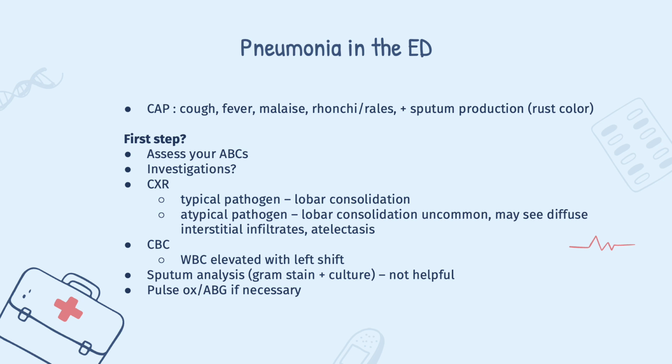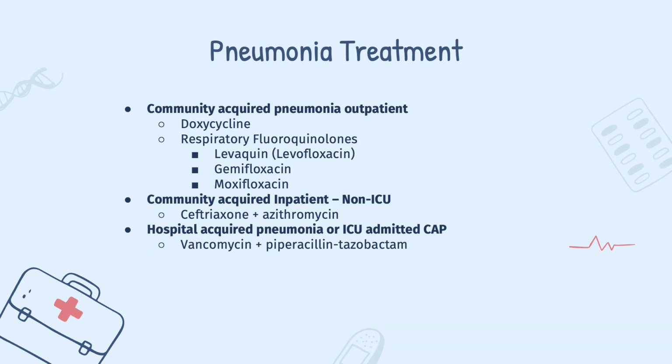Lobular is uncommon. You're probably going to see more diffuse infiltrates there, and atelectasis. CBC, so you'll have a white count with left shift. We can do a sputum analysis, although I don't really think it's very helpful because of the amount of normal flora that is going to be present. Our pulse ox and ABG, if that.